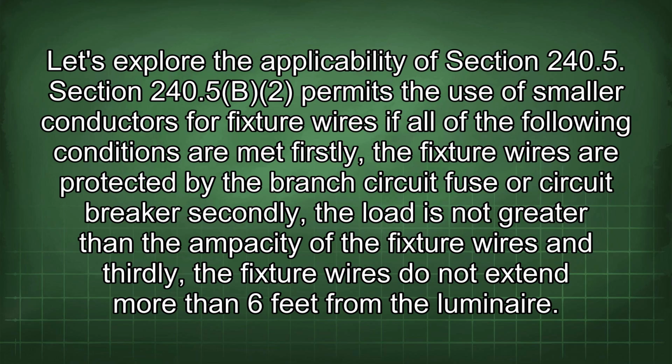Section 240.5(B)(2) permits the use of smaller conductors for fixture wires if all of the following conditions are met. Firstly, the fixture wires are protected by the branch circuit fuse or circuit breaker. Secondly, the load is not greater than the ampacity of the fixture wires. And thirdly, the fixture wires do not extend more than 6 feet from the luminaire.